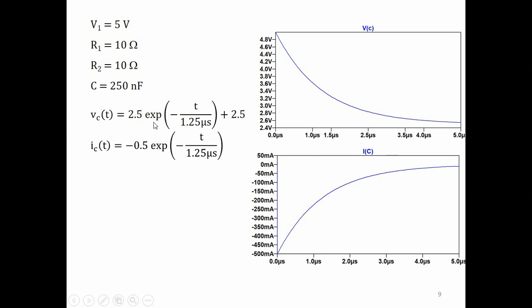So if we plot Vc, at t equal to 0, Vc is 5 volts. We already know that, 2.5 plus 2.5, and it goes to 2.5 volts as t tends to infinity. And the current starts out at minus 0.5 amperes at t equal to 0. It jumps: it was 0 for t less than 0, and it jumps to minus 0.5, and the current also eventually goes to 0.